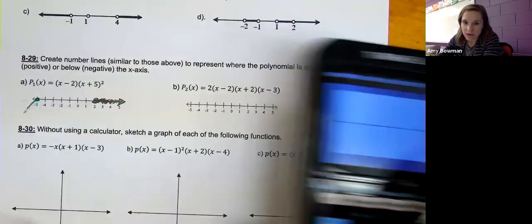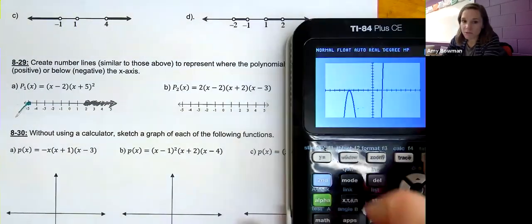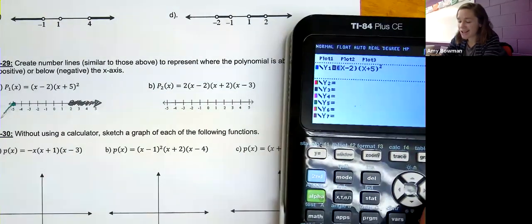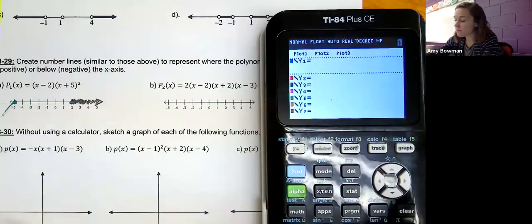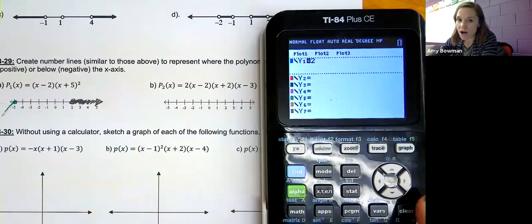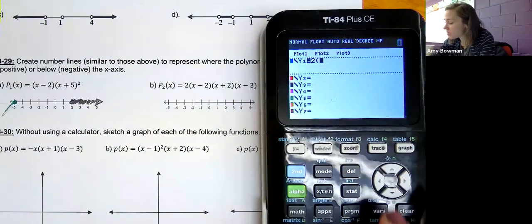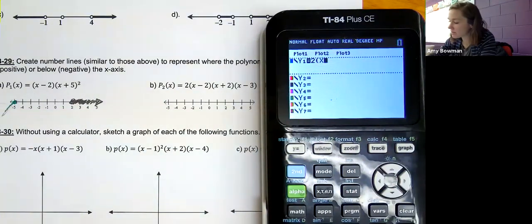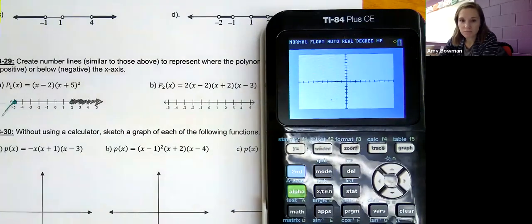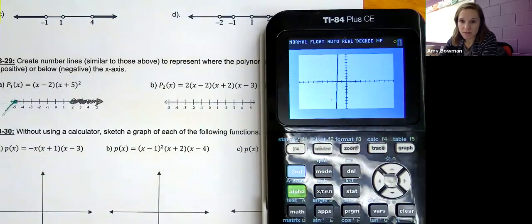We'll do one more quick one just to hopefully solidify your understanding of this. Again, these number lines are just a quick visual representation of where a function is positive, meaning above the x-axis, versus where the function is negative or below the x-axis. All right, so here's the graph of this one.